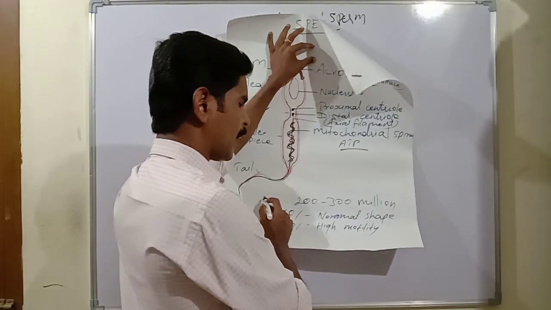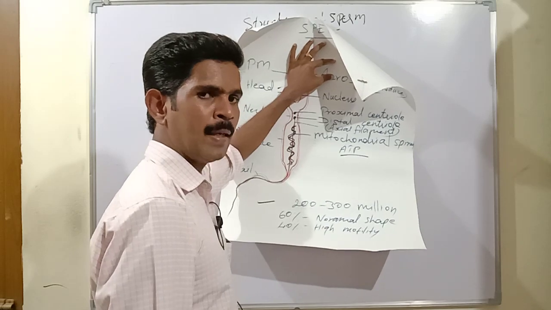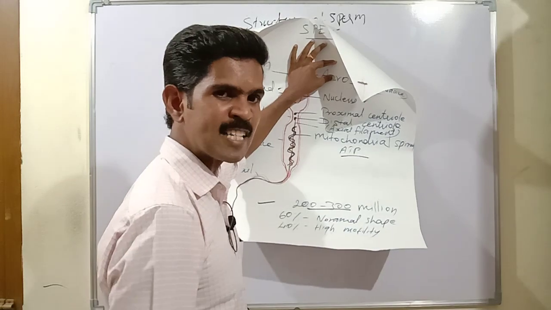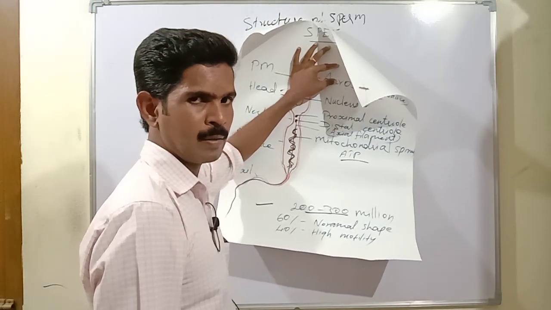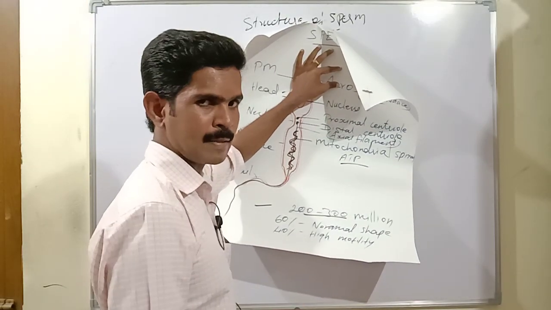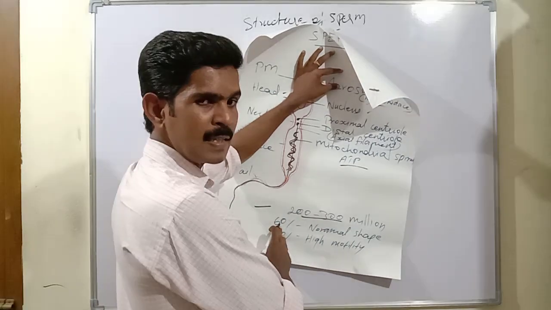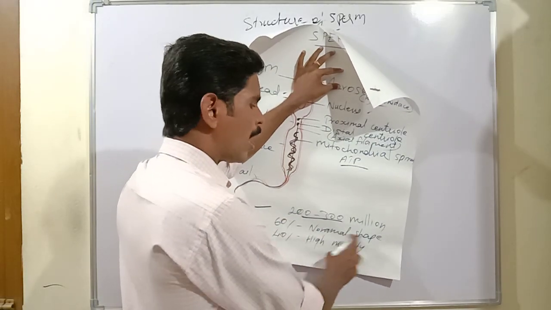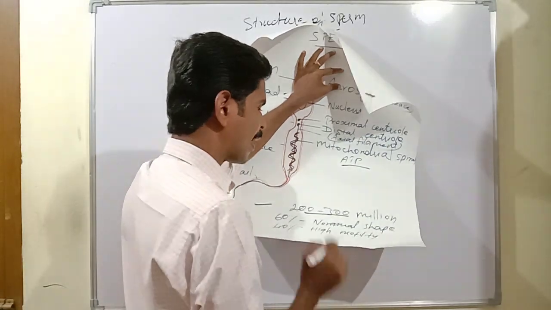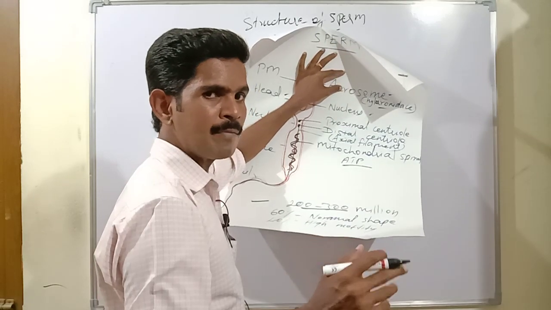Then one more important point. During a single coitus, during sexual activity, a healthy human being can ejaculate 200 to 300 million sperm through the semen. So through the seminal plasma, 200 to 300 million sperms can be released. Among these 200 to 300 million, 60% of the sperm should have normal shape, and at least 40% sperm should have high moving capacity, motility capacity. Then only the fertilization will be successful.